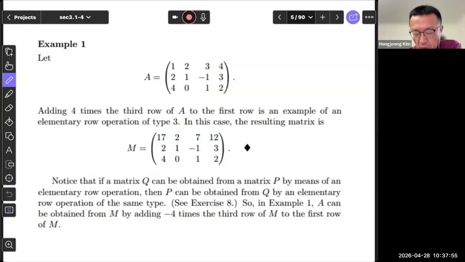And in this case, when you multiply 4 to the third row of A, and then those numbers are added to the first row, you get the M matrix. So you consider the type 3, the replacement operation, then you get the M matrix. So by performing those elementary row or column operations, we can derive new matrices.